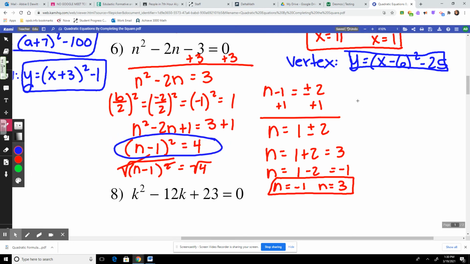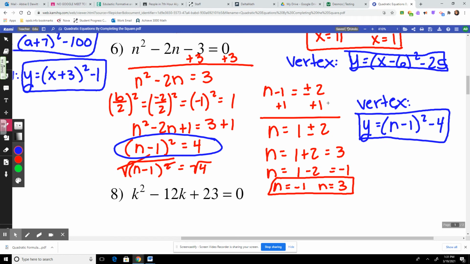The vertex form is y equals n minus 1 squared minus 4, because I have to subtract the 4 to the left side.